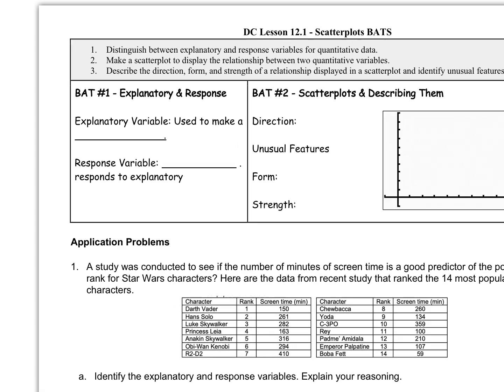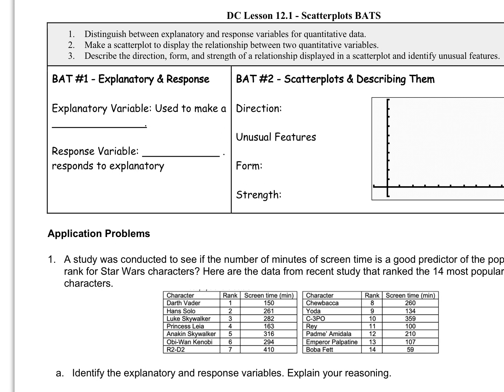So here we go. Here's our vocab. Here's the beginning of the vocab for this unit. Explanatory versus response. Okay, explanatory variable is the variable that is used to make a prediction. Response variable is the outcome. It responds to the explanatory.